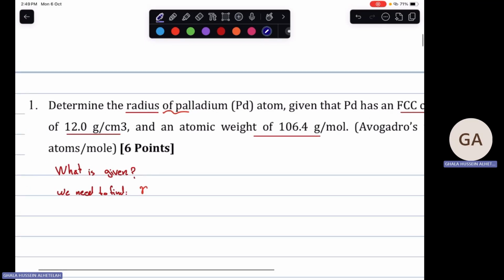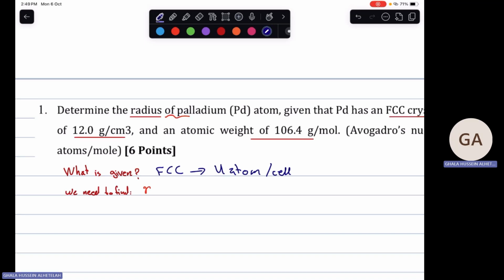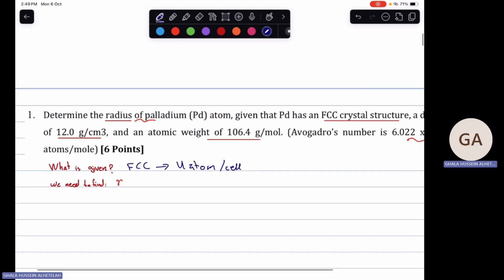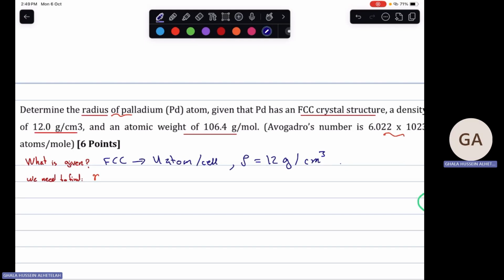He gives us that we have FCC structure, which means that we have 4 atoms per unit cell. And also he gives us the density, which is 12 gram per centimeter cube. Okay, and also he gives us the Avogadro number.